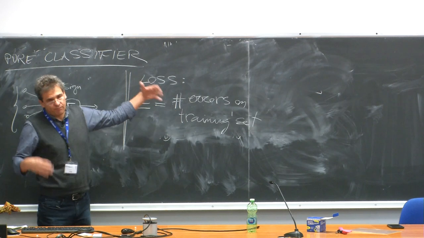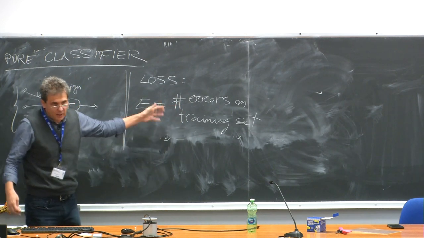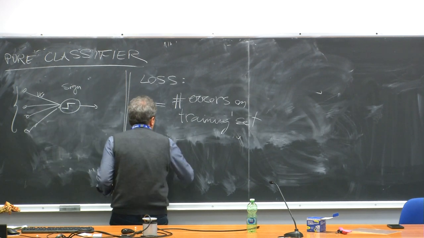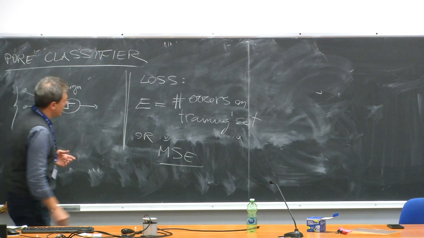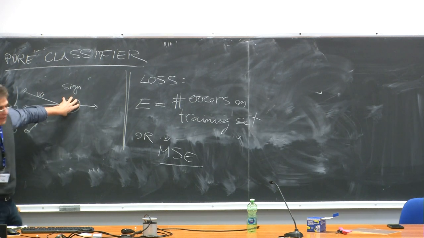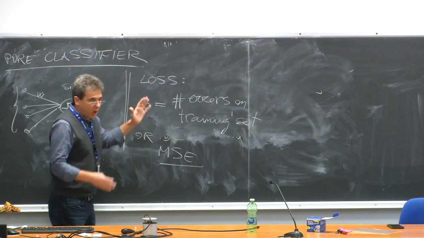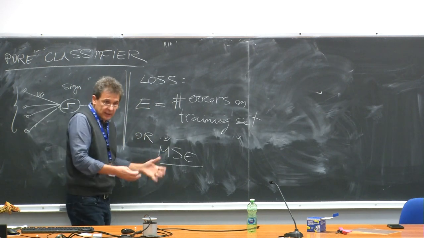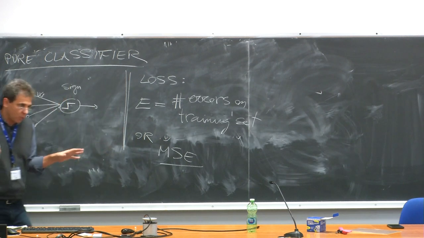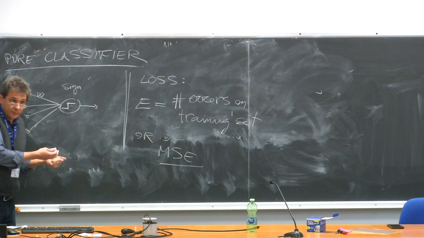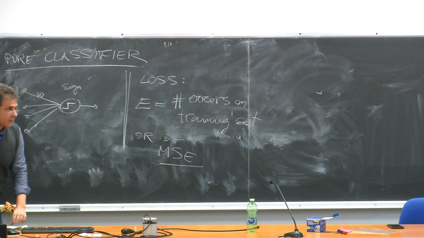You might want to use the mean square error, which is essentially equivalent. We will define this if you're not familiar. So you can take your deep network, take each neuron and substitute this kind of transfer function, and take as a measure of success in the learning phase the number of errors it makes on the training set. And that's our reference model, which, by the way, doesn't work. Nobody's able to train this kind of network. But we can study the properties of this network.